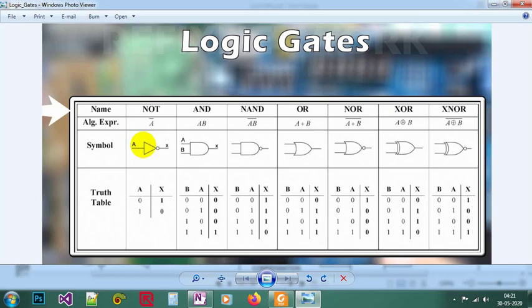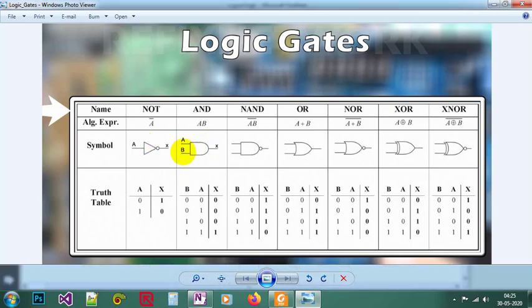That's your NOT gate. And the next one is the AND gate. It has two inputs, A and B, and X will be your output. Here you can see when both inputs are high, then only you will get a high output, otherwise it will be low.